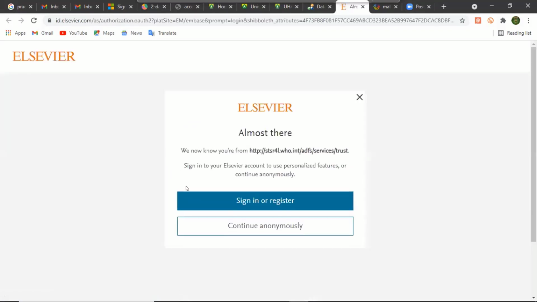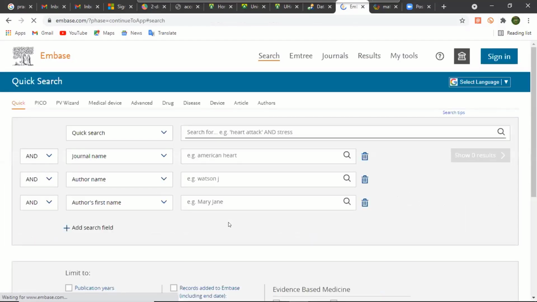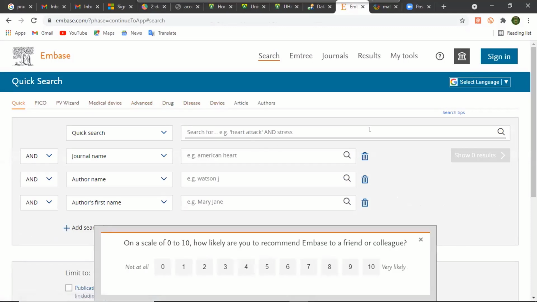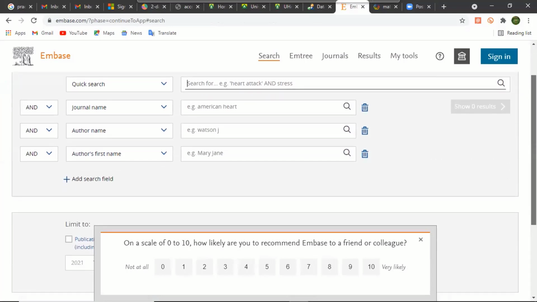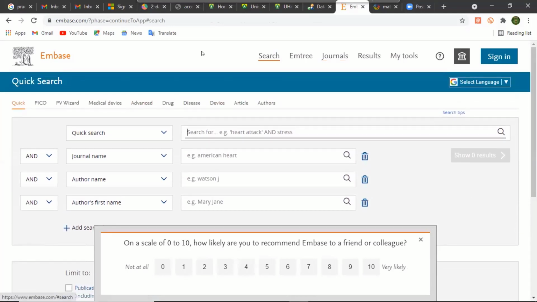All right, so I can go to LCDS, Embase, I can go in anonymously there and use all the tools that I need to conduct my systematic reviews using the Embase database. So you see your PICO over here, your PV Wizard, medical advice, advanced drug, whatever it is that you want to do systematic reviews. Embase is there, ClinicalKey is there, Cochrane is there. We even have access to JBI, that's the Joanna Briggs Institute. So in fact, tons and tons of them.